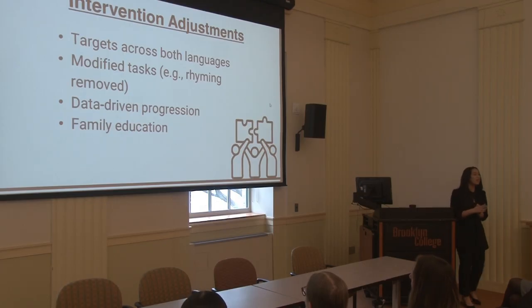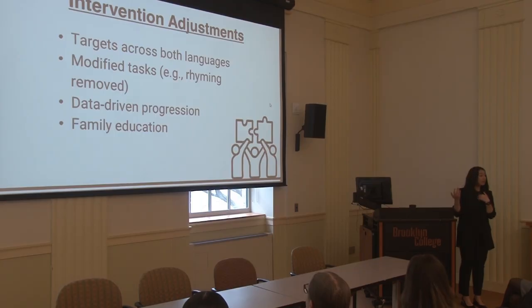So, like I said before, I made sure I adjusted my intervention. I made sure I got rid of rhyming because it wasn't appropriate. I made sure at every point that the data I was collecting was properly explained to parents. And I made sure that they were educated on the difference between difference and disorder.